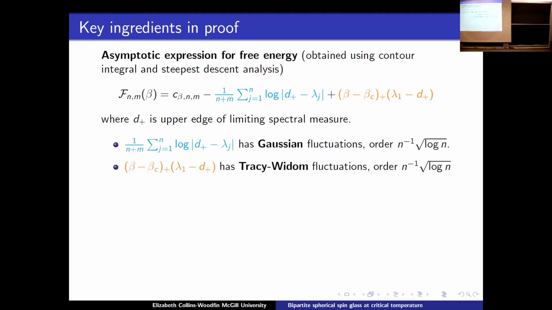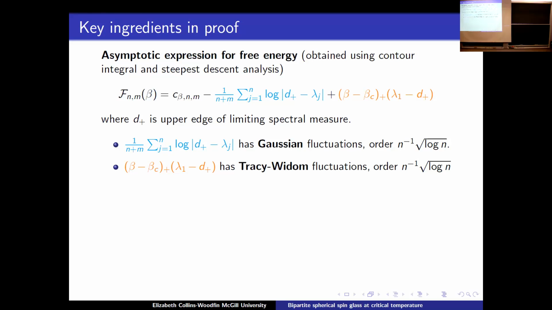Okay. So we've got these two terms, and I've highlighted them in two different colors. This sum of logs contributes the Gaussian fluctuations, and then this term with the lambda minus D plus contributes the Tracy-Widom fluctuations. So this is the one that comes from the fluctuations of the largest eigenvalue. You can see the largest eigenvalue right there. And then this one maybe is not so surprising that it's Gaussian, because we're summing over some terms involving all of the different eigenvalues.